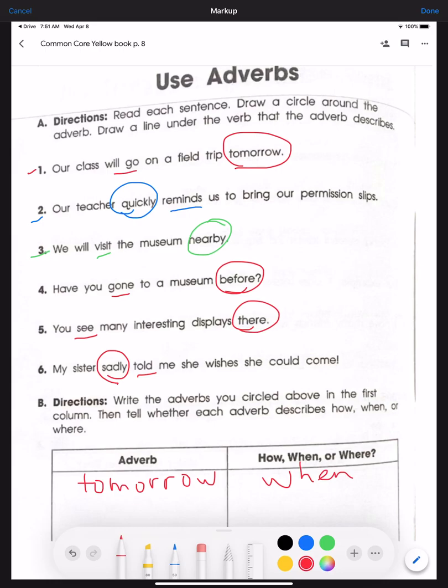Okay. Number 2, you'd write down the word quickly. And does quickly tell us how, when, or where? So the teacher quickly reminds them, quickly tells how. Okay. And you can go on. Nearby, what does that tell you? How, when, or where? Before, there, and sadly.